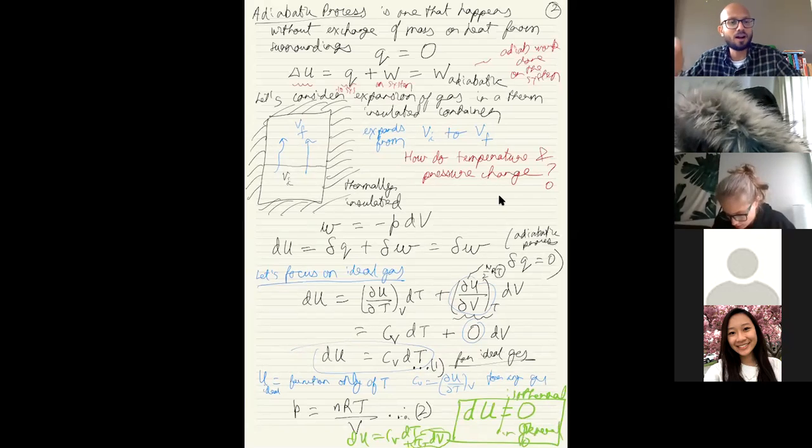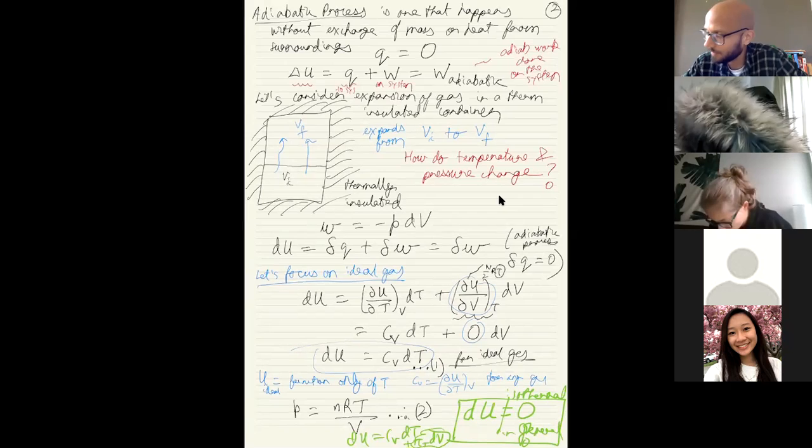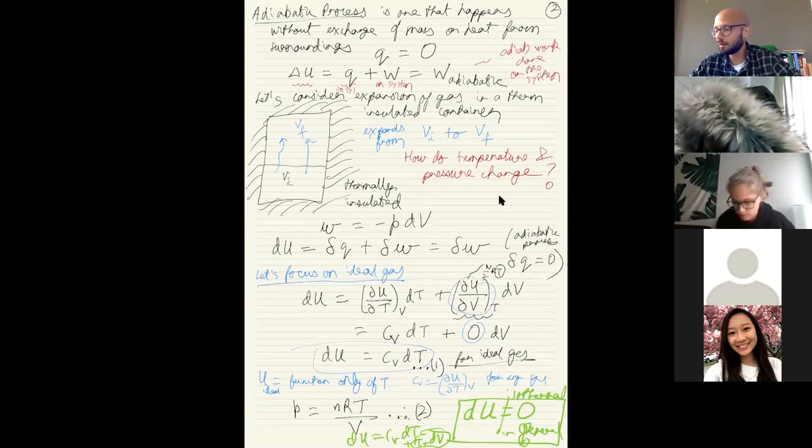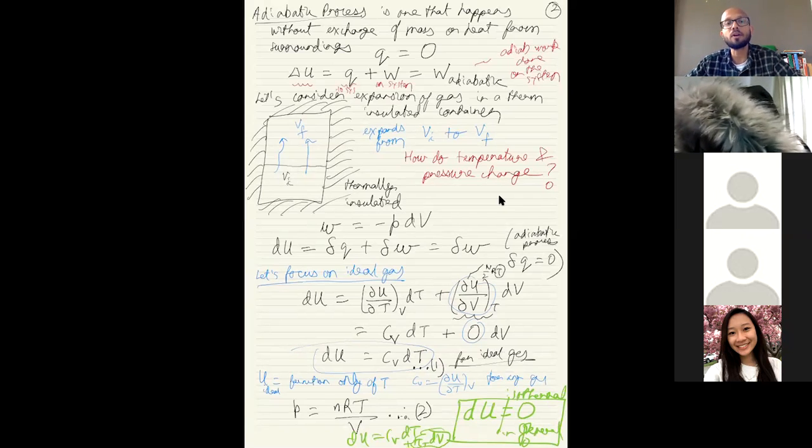This is something you should hardwire into your brains, or you really can't hardwire. Yes, that would be creepy. But dU is not zero for an isothermal process. Only for an ideal gas is dU equal to zero. Isothermal means dT is equal to zero, period, nothing else. Okay?